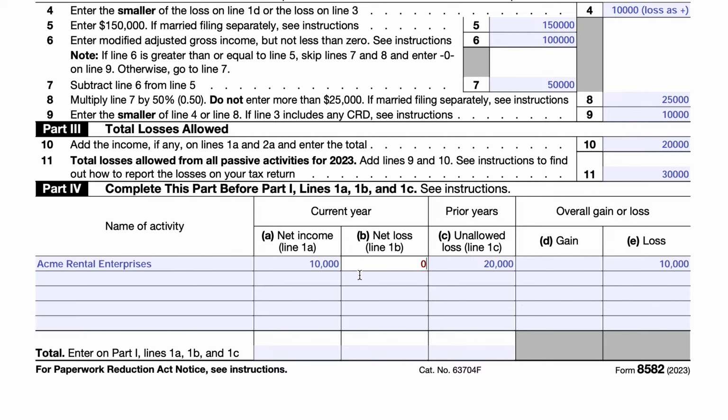That would be, if you had a second, you could do something like that. And then you total everything up at the bottom. These are the numbers that you put on lines 1A, 1B, and 1C.